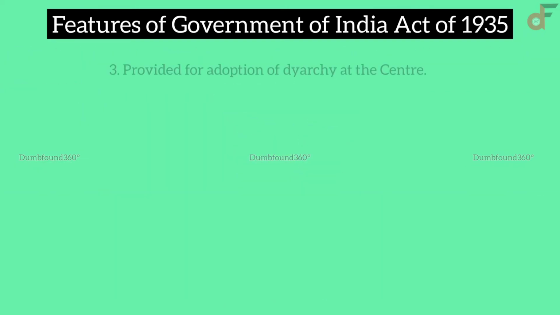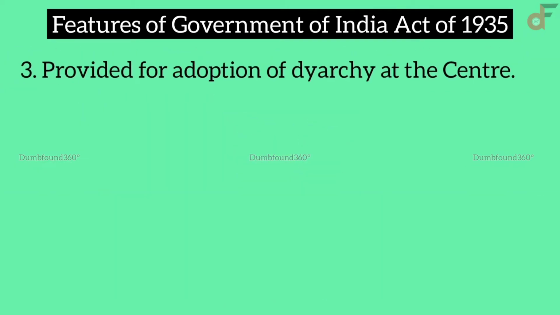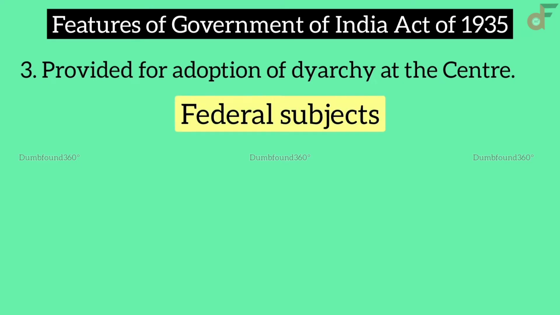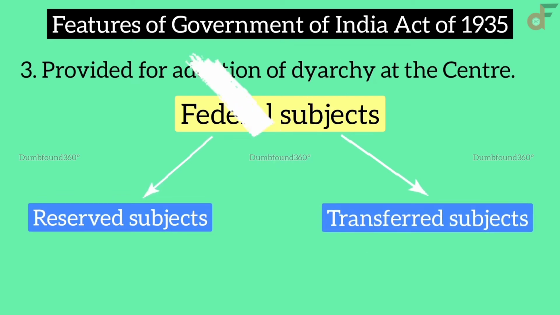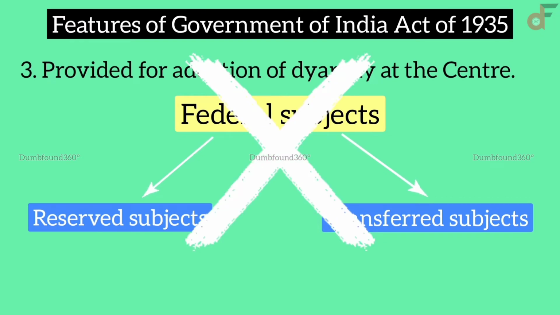3. It provided for the adoption of diarchy at the center. Consequently, the federal subjects were divided into reserved subjects and transferred subjects. However, this provision of the Act did not come into operation at all.